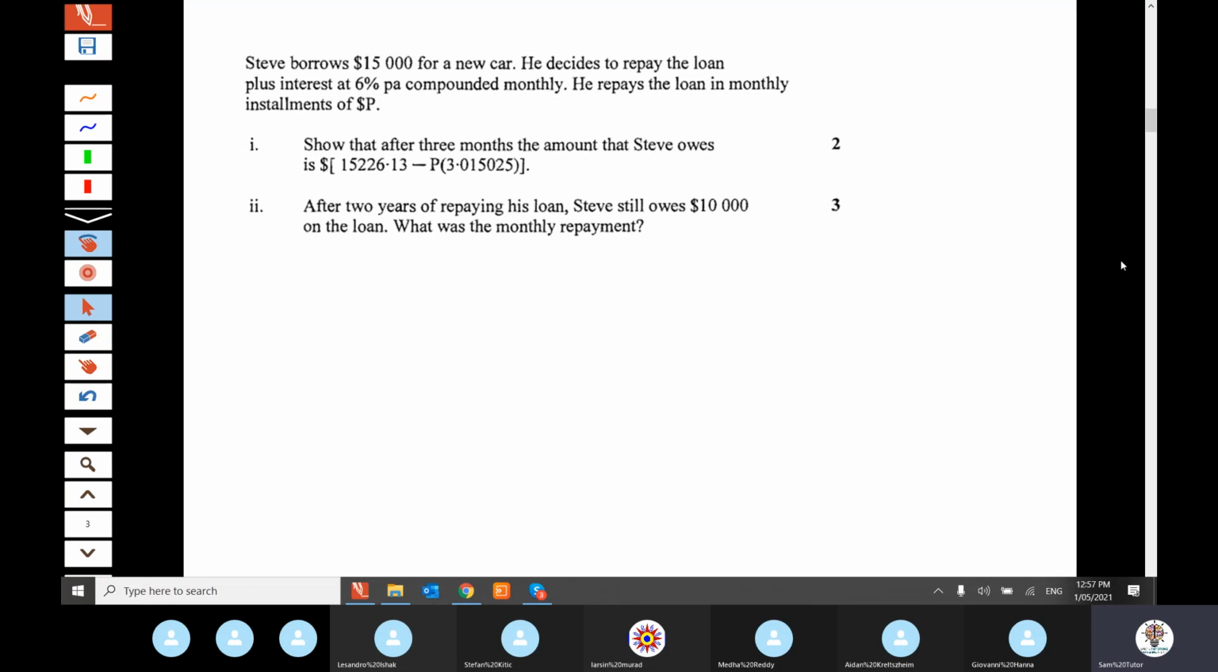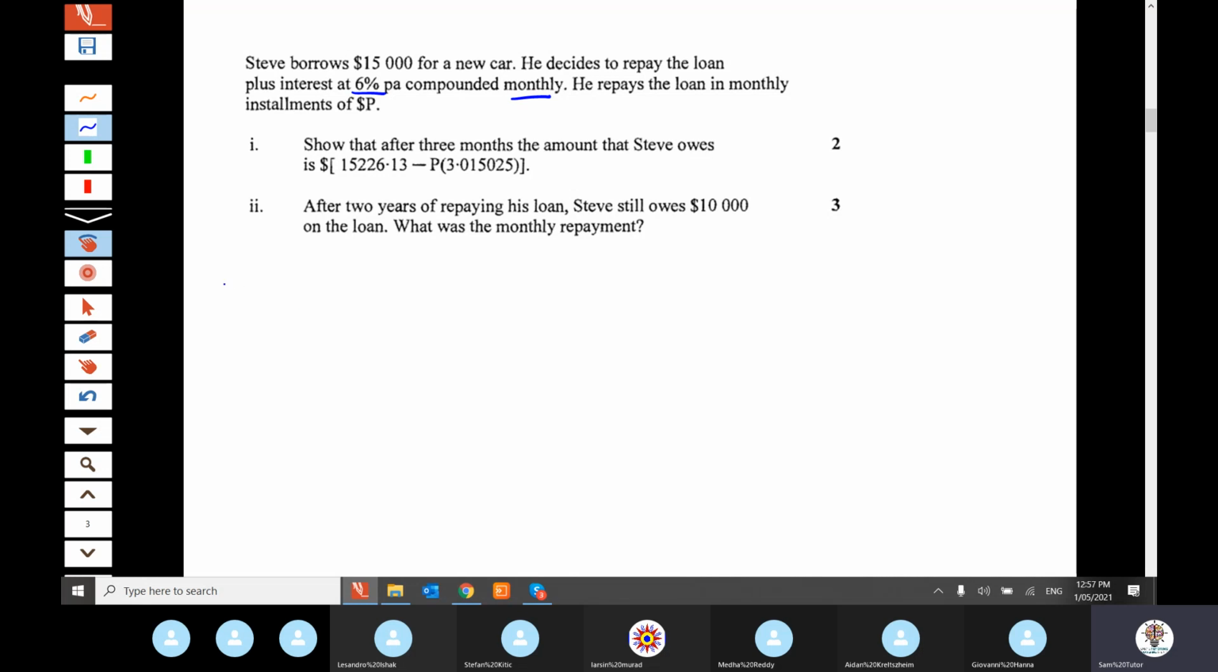We've read the question. Do we understand the problem that's at hand? Steve borrows 15K for a new car. He decides to repay the loan plus interest at 6% per annum compounded monthly. He repays the loan in monthly installments of P. Show that after 3 months, A3. Yeah, which is what I usually told you guys you want to get to. You want to do A1, A2, A3.